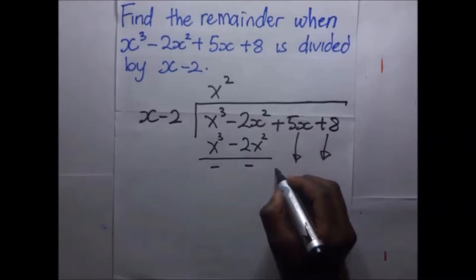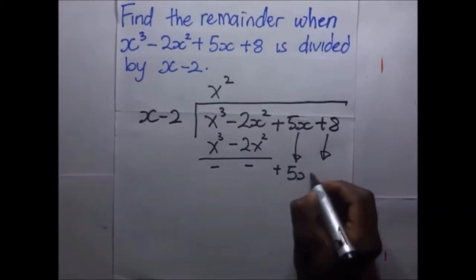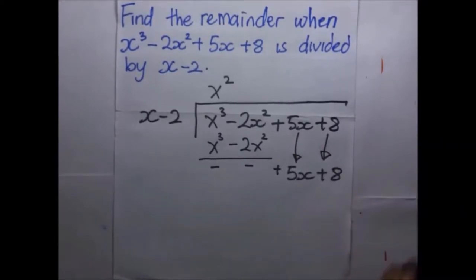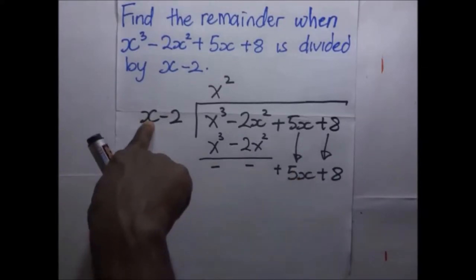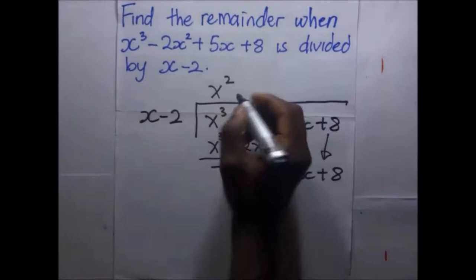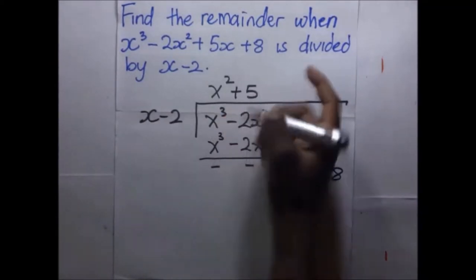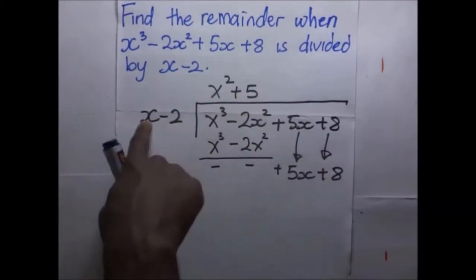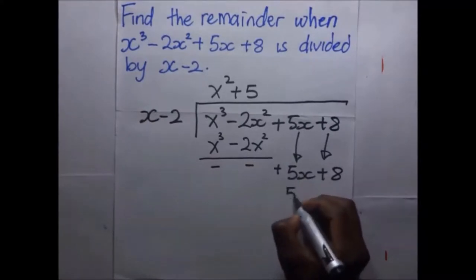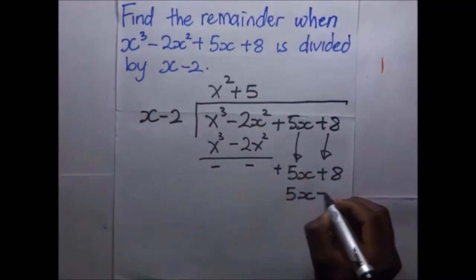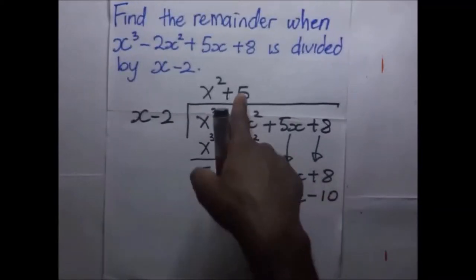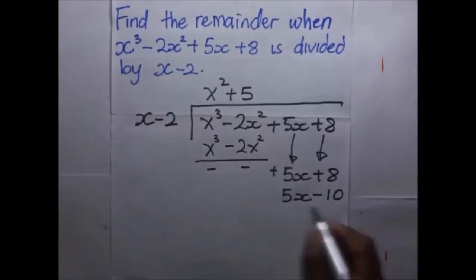So what we are remaining with here is plus 5x plus 8. We continue. 5x divided by x will give us positive 5. Positive 5 times x will give us positive 5x. And also this 5 times this negative 2 will give us minus 10, because it's positive 5 times negative 2, so it gives us negative 10.